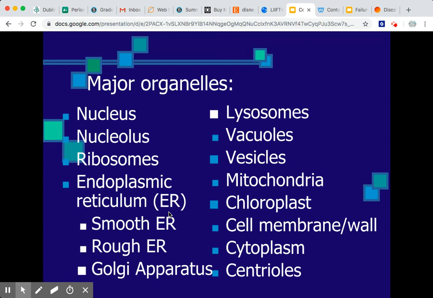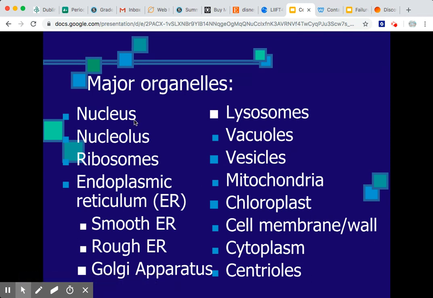And as you can see, there's a whole host of organelles. And by all means, this is not a complete list. These are the major organelles that we are going to focus on. And not only thinking about what each of these does, but you should also think about how they interact with each other to complete a job.